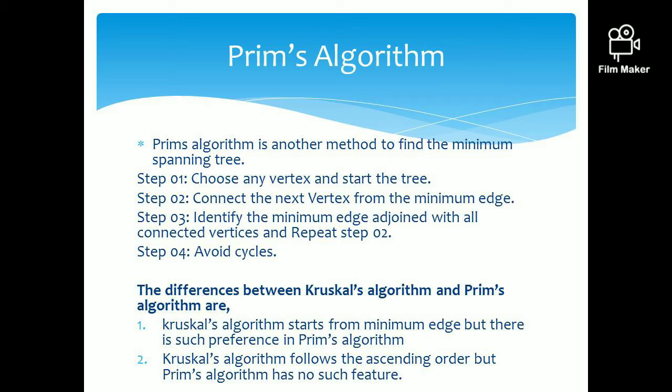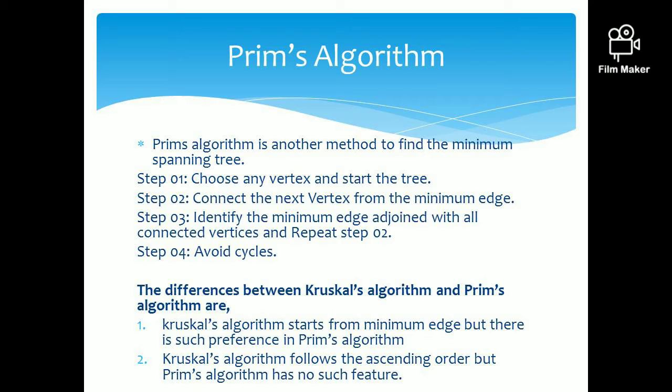Step 2. Connect the next vertex from the minimum edge. From the point where we started, go around all the edges connected to that vertex and see which edge has the minimum weight. You have to follow that edge and connect the next vertex through the minimum weighted edge.